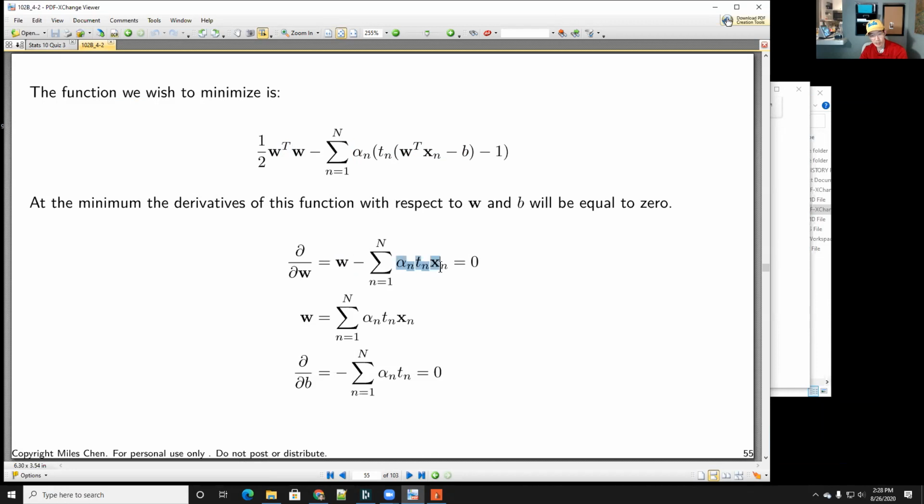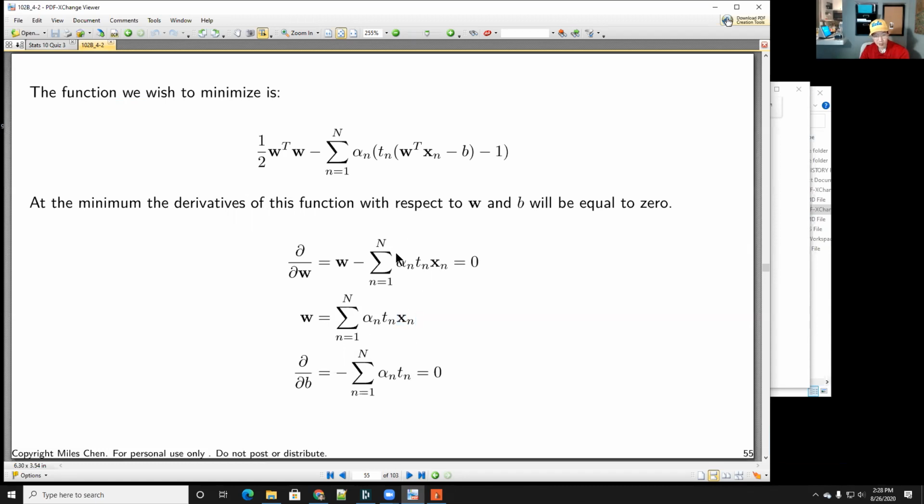And so we get alpha times t times x. We set that equal to 0, and we solve for w. And so w is going to end up being, and this is an interesting form, equal to the sum of the x values multiplied by its label times some alpha constant. So the solution w, the w that we choose to form our boundary, is going to be the sum of the x's, okay?